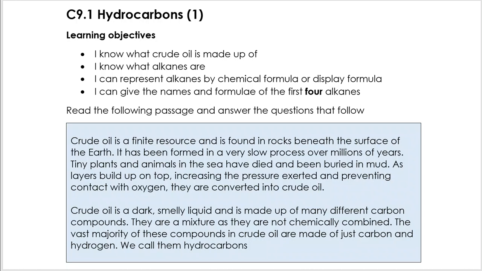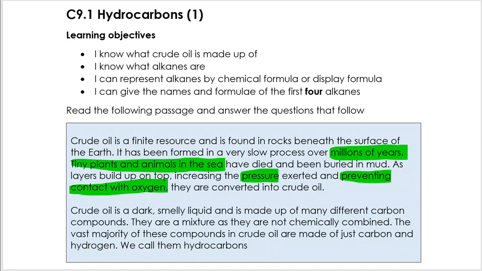Now, the first thing is the time scale. It is a very slow process. It takes place over millions of years. It's important that you remember that. It's also at very high pressure. We've got layers of sediment building up on top, adding to the pressure, compressing down on the materials that become crude oil. And it's in the absence of oxygen, so we don't get the normal decomposition and breakdown of living things that we might always expect. And it is tiny plants and animals in the sea that died and were buried in the mud that went through this process to become crude oil.